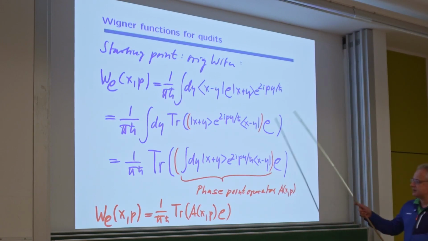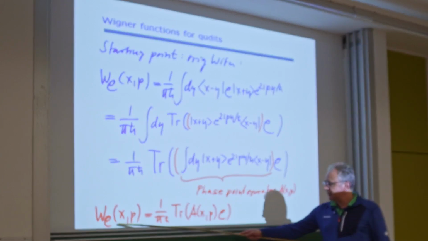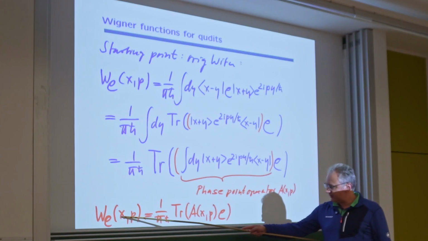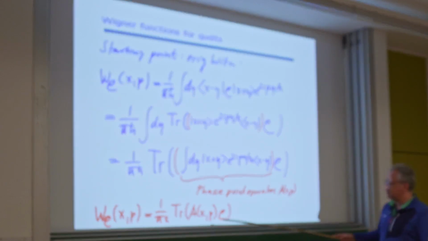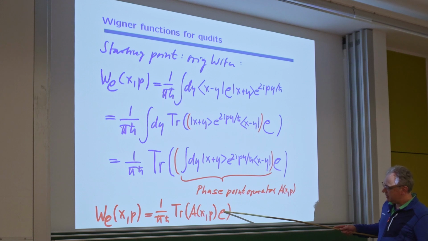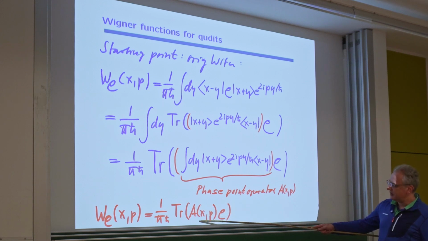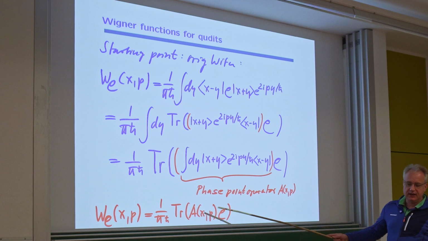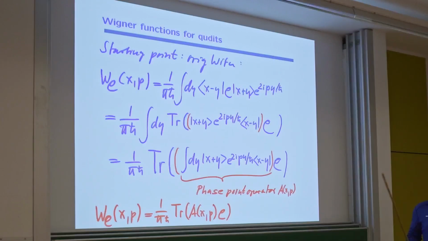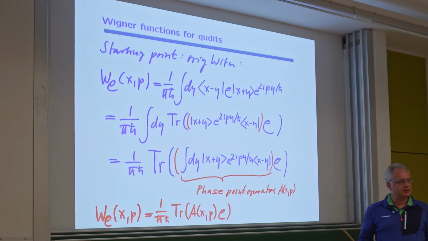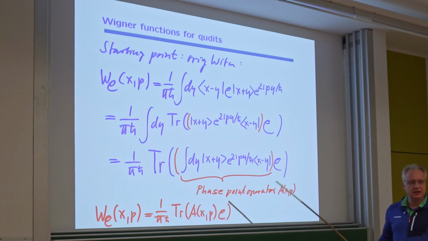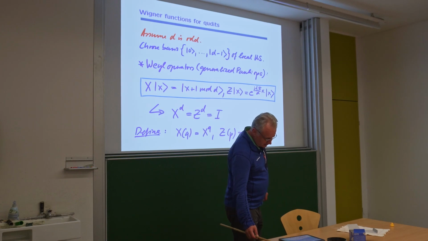So the upshot of this is we can write the Wigner function at a certain position and momentum as the trace of rho, our density matrix, times a phase point operator. And that construction principle we will take over from the infinite dimensional scenario to our finite dimensional scenario. So we will be constructing these phase point operators.